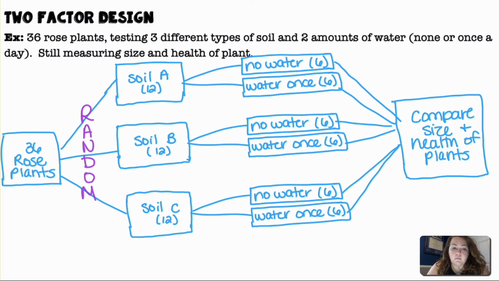All right, again, I am randomly assigning them to their soil groups. And then within each soil group, I'm randomly assigning them to the amount of water they're going to get.